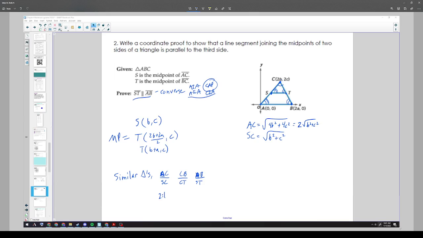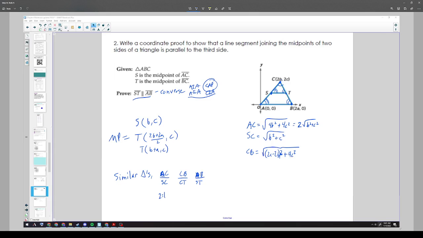If we do the other sides, CB, the distance would be 2a minus 2b squared. Yeah, okay, that's going to be uglier. Okay, I'm going to write that. 2a minus 2b squared plus 2c minus 0 squared, or 0 minus 2c squared. That'll come out to 4c squared.